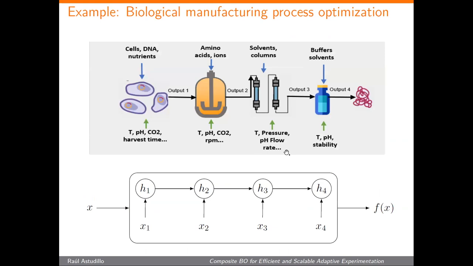This kind of structure shows up in many of the applications that I was describing. In particular, it shows up in the biologics manufacturing process that I was describing before. Here the output of every stage is passed as an input to the subsequent stage, right? So this naturally has this causal function network structure.